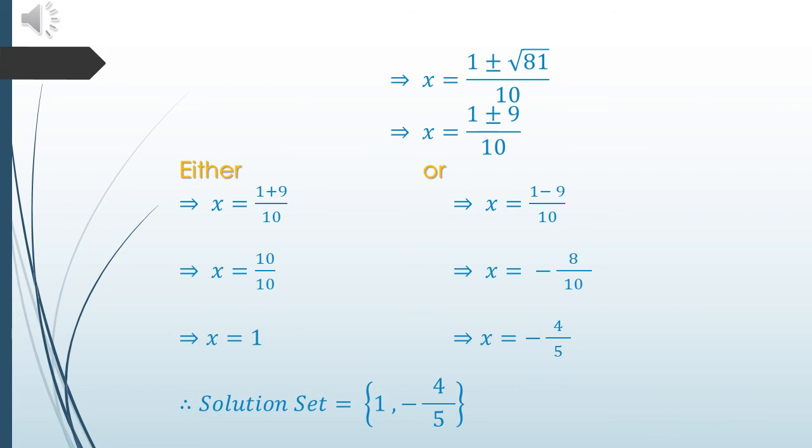By using the calculator, we can find the square root of 81 as 9. On the basis of plus minus, we divide into two cases, first for the plus sign and second for the minus sign. On the left hand side, the answer is x is equal to 1, and on the right hand side, by solving, minus 4 divided by 5, minus 4 over 5. Finally we can write the answer.